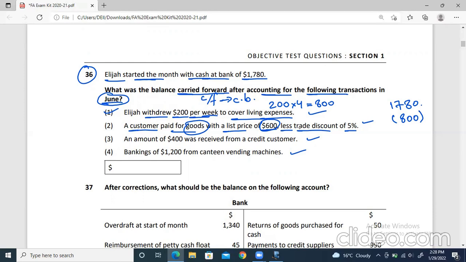So the easier way to do this is 600 into 95%, so we'll get the answer directly. You can also do 600 into 5% and then minus it. So it's the same thing.